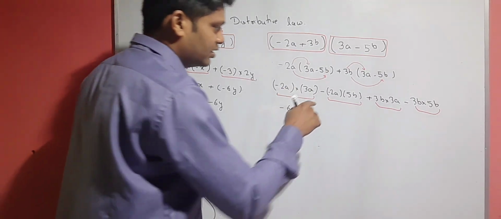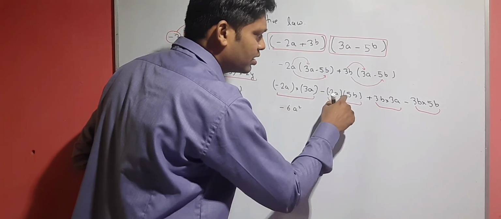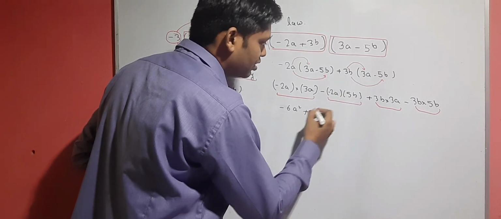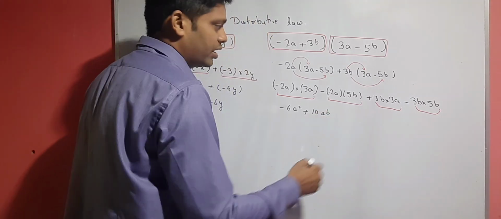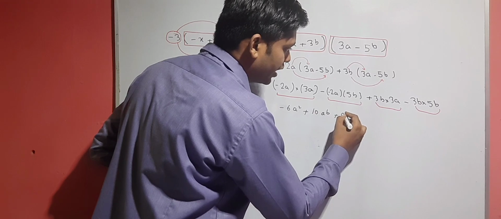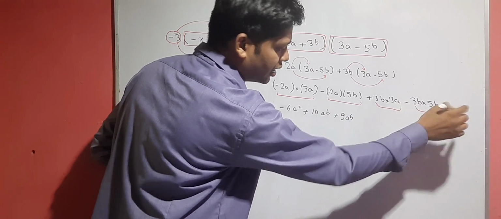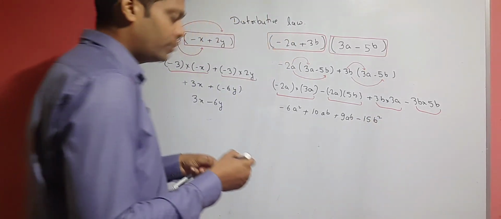First signs: minus plus, and plus here, so minus plus plus gives plus only. 5 into 2 is 10, a into b, ab. Next plus is there, so 9ab. And here minus is there, nothing else is there, so minus 15b square, b into b square.